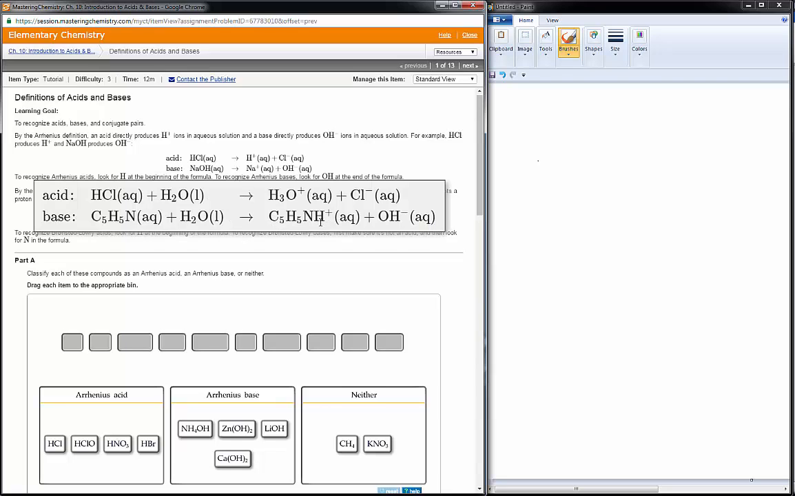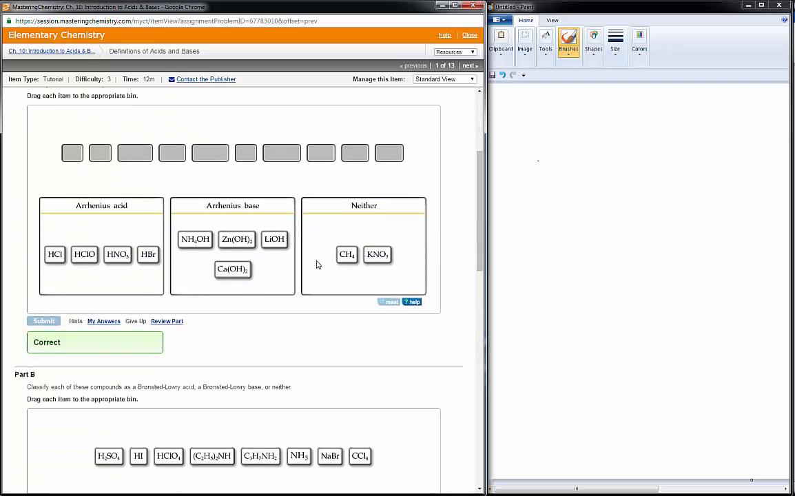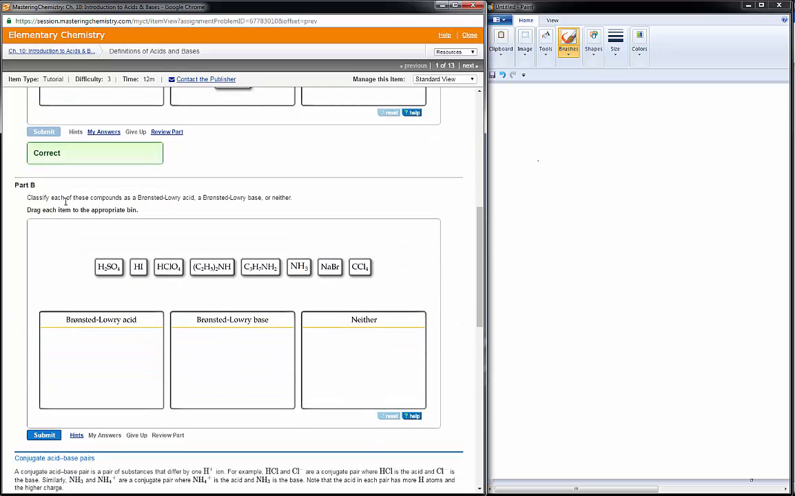Sometimes we call that a proton because a hydrogen only has 1 electron and 1 proton. So if I have lost my electron, then I'm really just a proton left over. So these acids are proton donors, these bases are proton acceptors, and nitrogen works particularly well as a proton acceptor, and even water can do that as well. So let's see, down here, Part B, we're going to classify them as Brønsted-Lowry acids or bases.